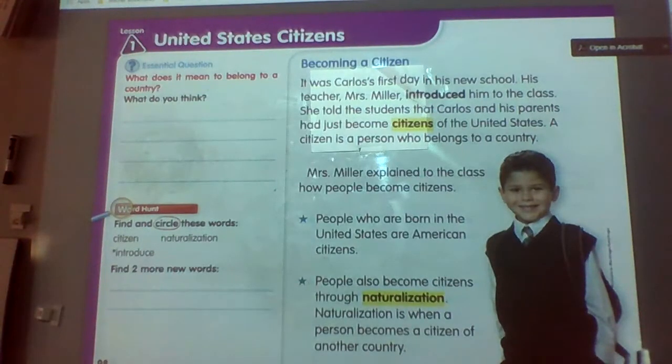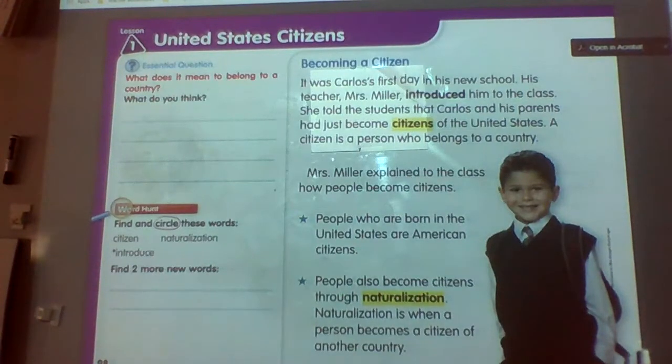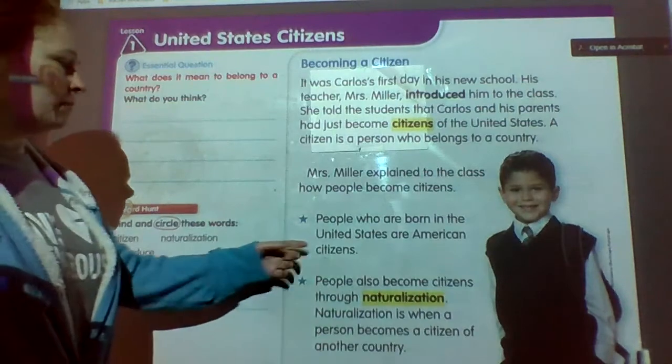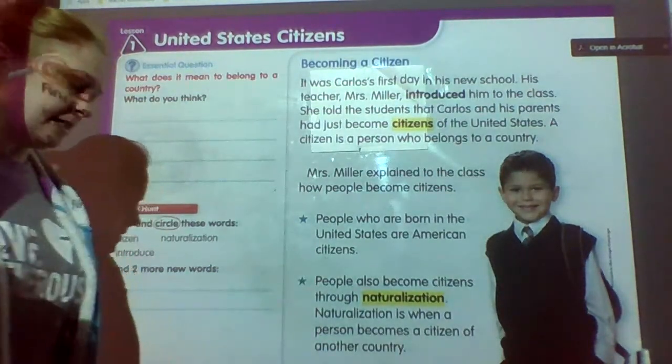A citizen is a person who belongs to a country. Mrs. Miller explained to the class how people become citizens. One way is people who are born in the United States are American citizens. That's how most of us were. How most of us became citizens. But this is how Carlos became a citizen.